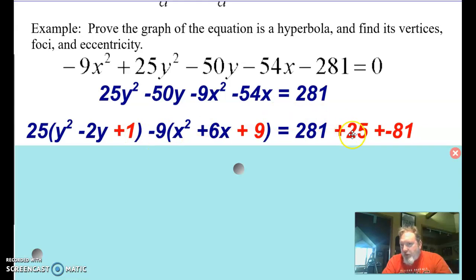So why did I add 25 over here? 25 times 1. Half of 6 is 3. 3 squared is 9. Negative 9 times 9 is negative 81. So if you're wondering why I added 25 and negative 81 here, why this says plus 1 and plus 9, it's because we have to multiply.